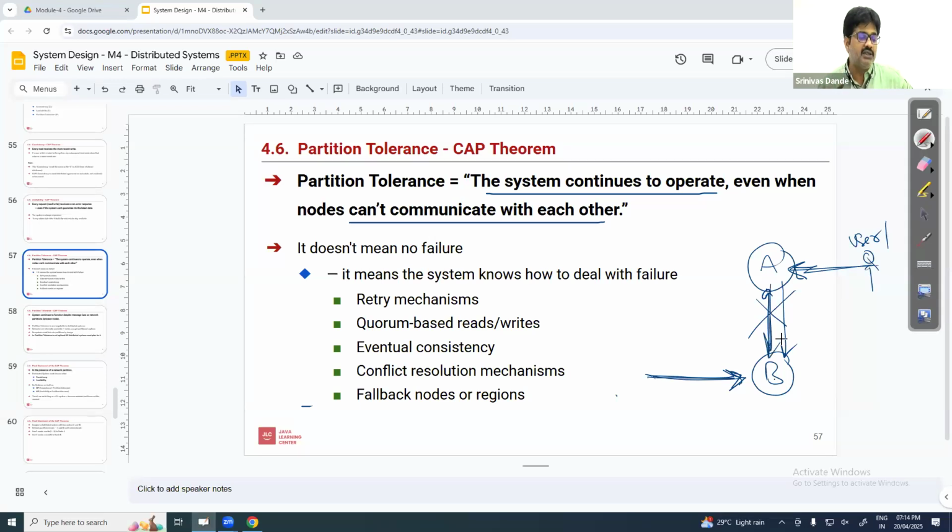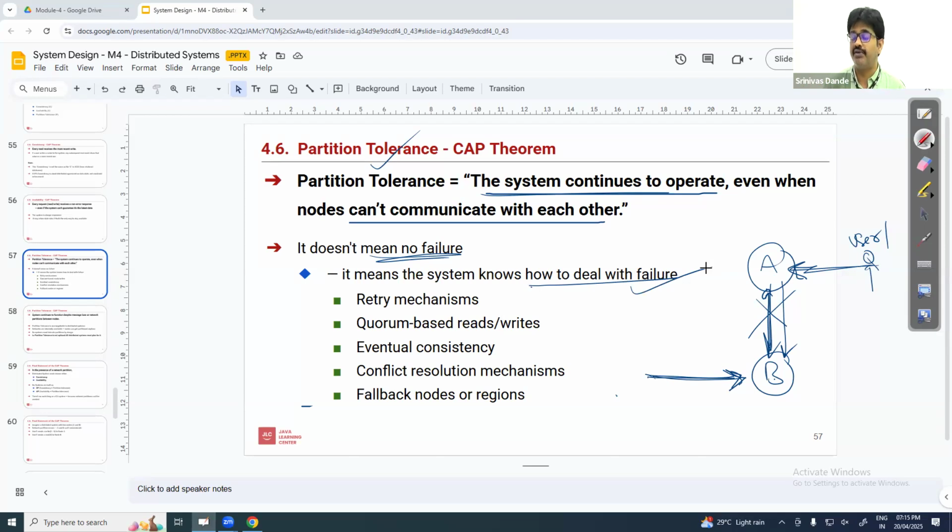So there is a partition between A and B, a network failure, so they are partitioned, separated. Even so, the system continues to operate and provides responses to the users, even though the different nodes are unable to communicate because of some problem. This is what is known as partition tolerance. It does not mean there is no failure. There may be a failure. It means the system knows how to deal with the failure.